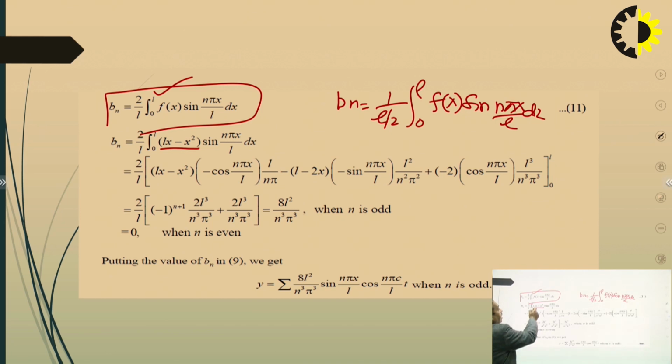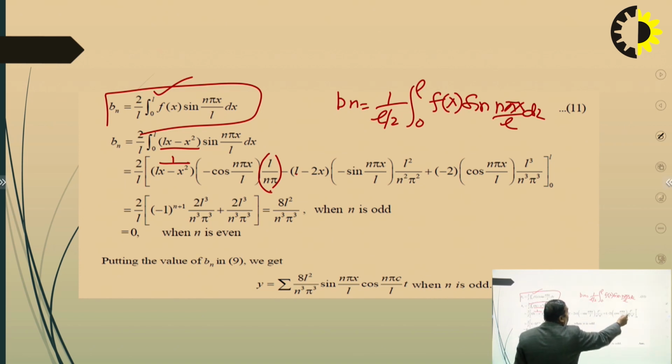Here we shall take integration by parts. That means 2/L is outside, and (Lx − x²) is the first function, times the integral of the second: minus cos(nπx/L) divided by nπ/L, which becomes L/nπ. Again minus, (L − 2x) times sin(nπx/L) with (L/nπ) squared. Again, (0 − 2) times minus sin... with L³/n³π³, from 0 to L.